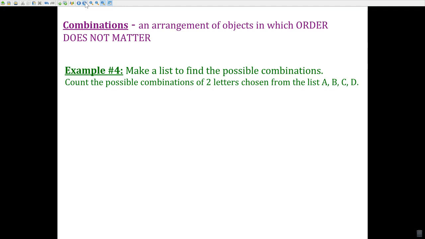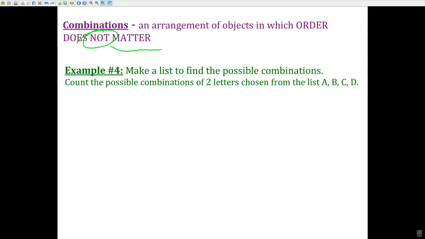Combinations are an arrangement of objects in which order does not matter. Okay. Really, a lot of combinations are going to decrease the amount of possible outcomes compared to the permutation where order does matter. It seems kind of odd, but that's what's happening. So let's take a peek. Make a list to find the possible combinations of 2 letters chosen from A, B, C, D, E.